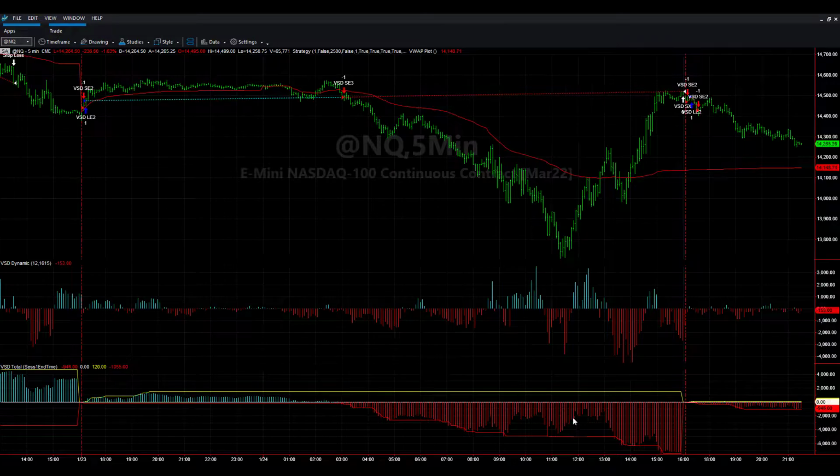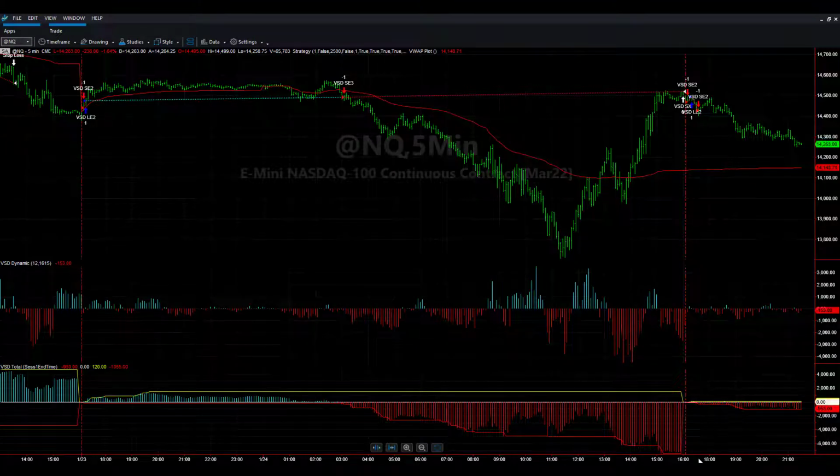So it's interesting to note that weak volume at the end of the day in the NASDAQ. Once again, you can see that here. Just weak, all red. More selling as the NASDAQ rallies.